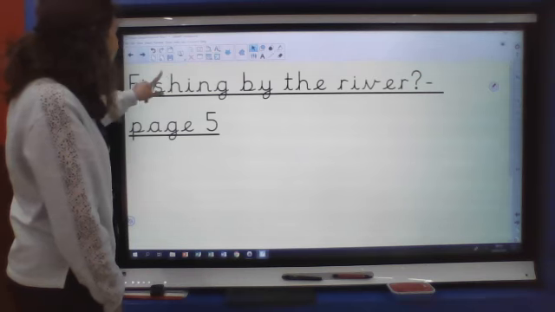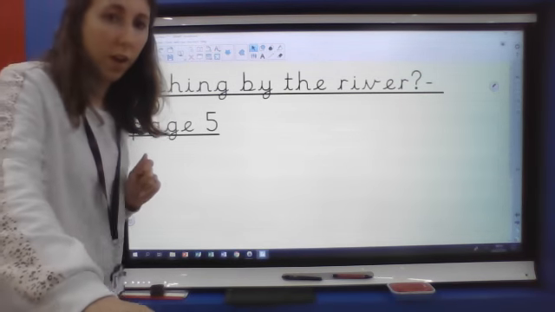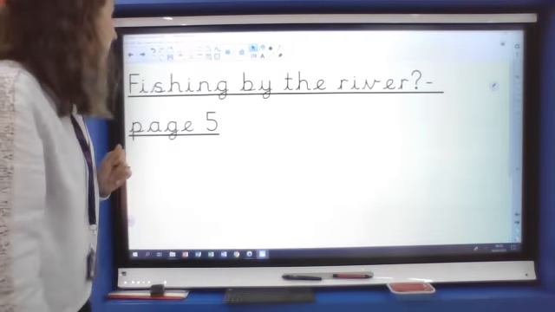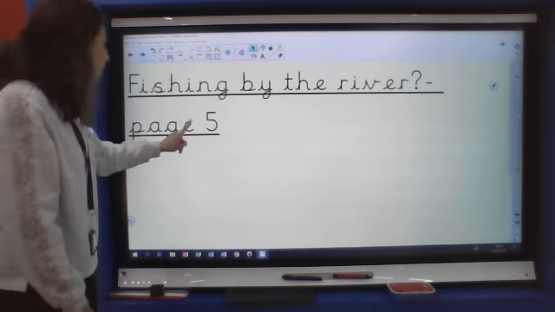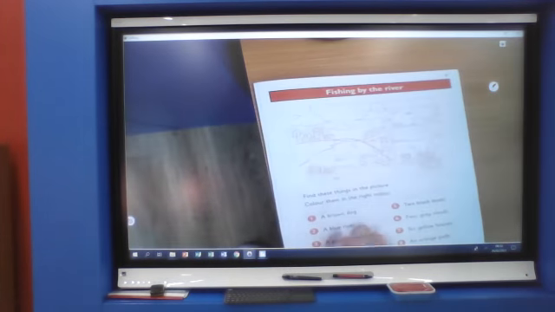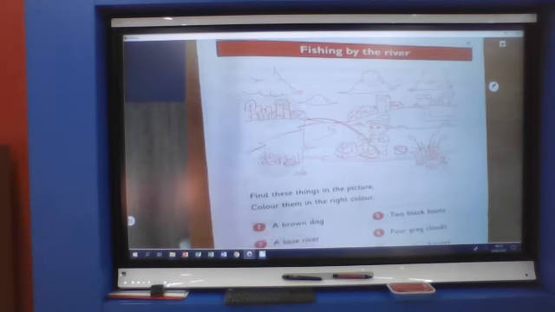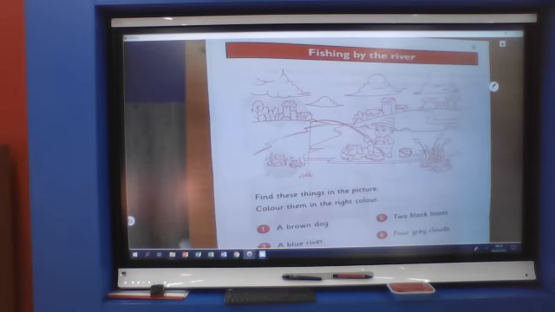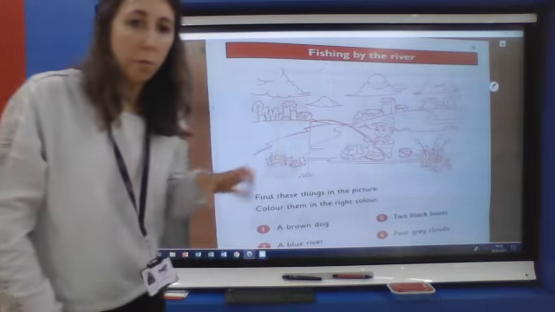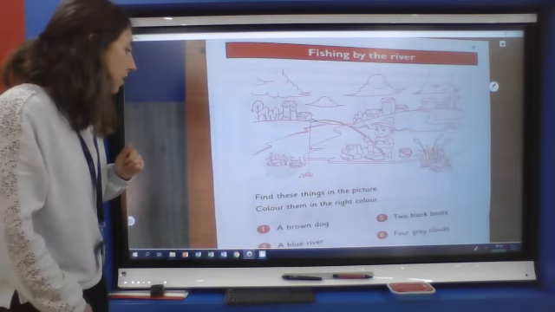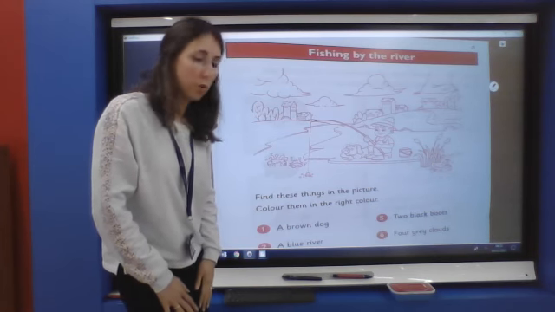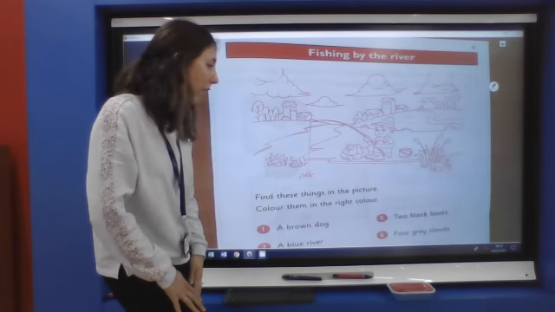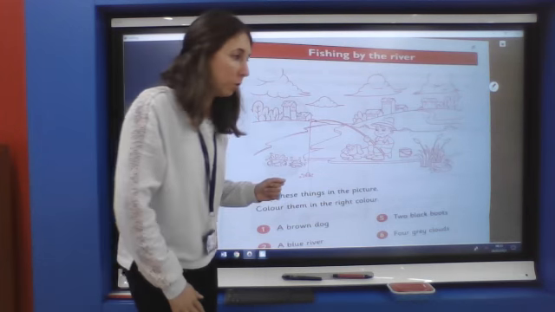Now, let's have a little look then at your picture and at your text, your page in the textbook today. So fishing by the river, page 5. Let's go to that now. So we're going to ignore, first of all, the activity from the book because I want to make this a writing activity first. But what you might look at is all of the 8 things it asks you to find. You will have the nouns.